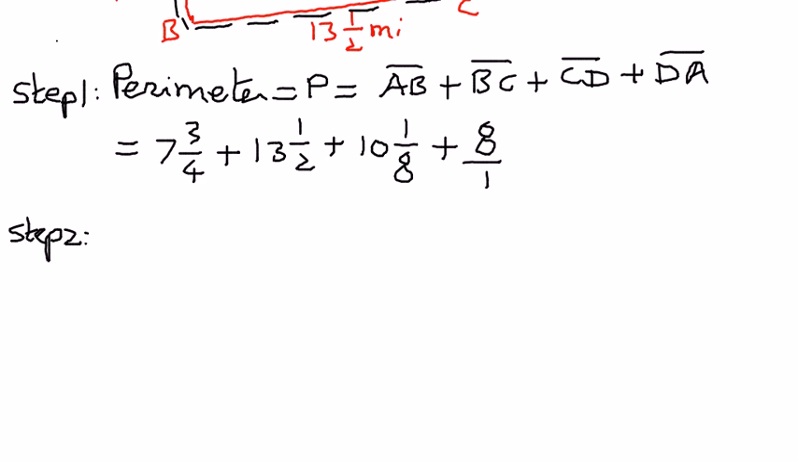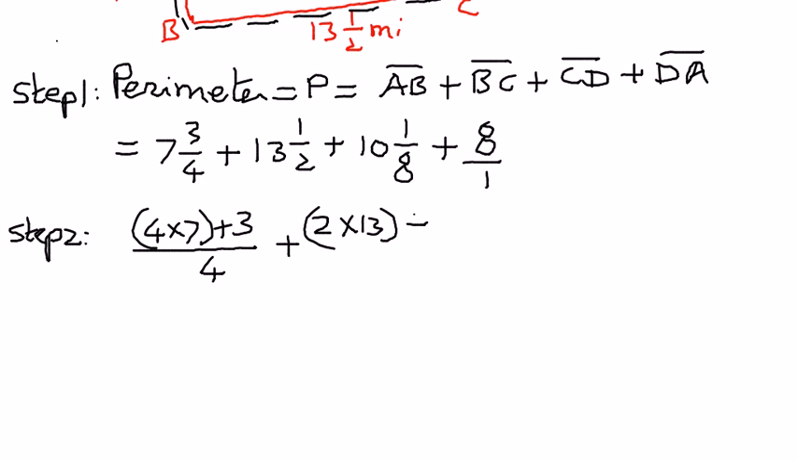How do we simplify mixed numbers? We take the number in the denominator, multiply it by the number on the side, and then add the number in the numerator, and then divide that whole expression by the denominator value. That is the first mixed number. We take the second mixed number and do the same process. Take the denominator value, multiply it by the number on the side, and then add the number in the numerator and divide that whole expression by the denominator value, which is 2.